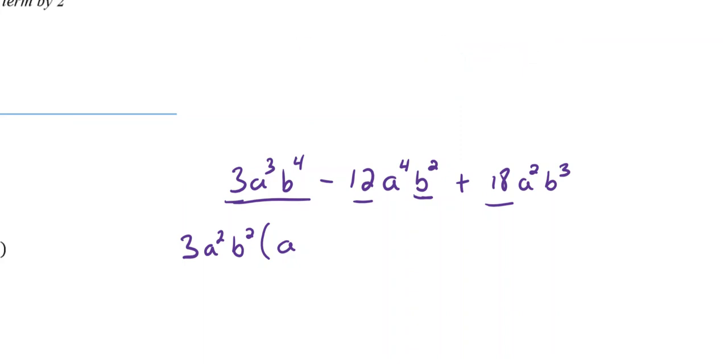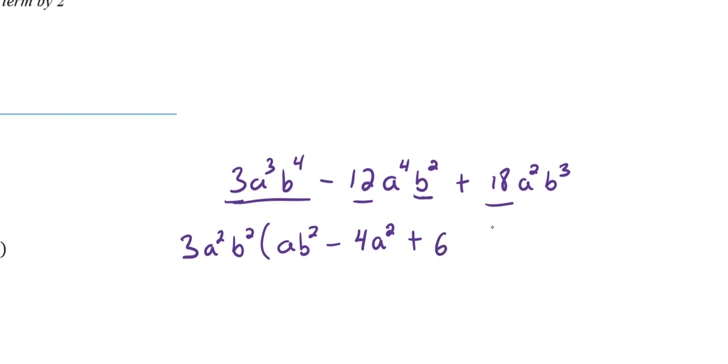Then b to the 4, dividing out that b to the 2, that would be b to the 2. Okay, and then move on to the next one. Minus 12 divided by the 3 we took out is 4. A to the 2, what happens there? They cancel, so there's no more b in that one. And then plus 18 divided by the 3 we took out.